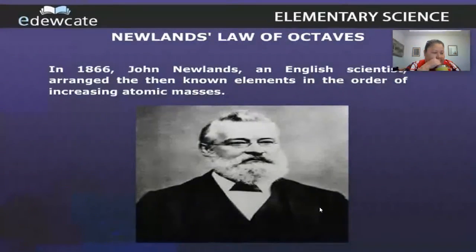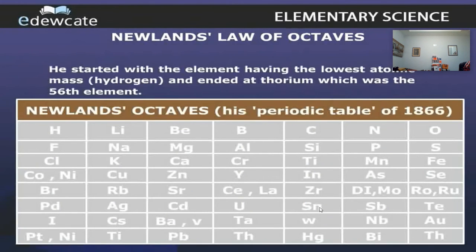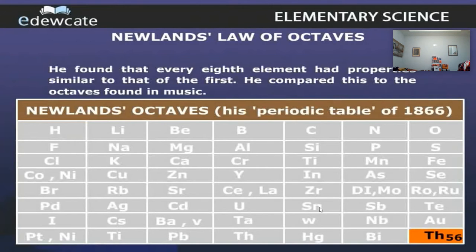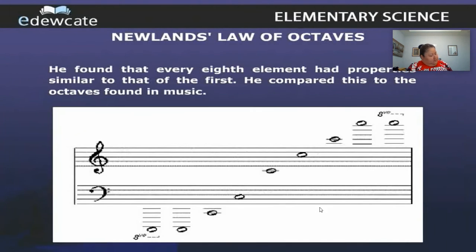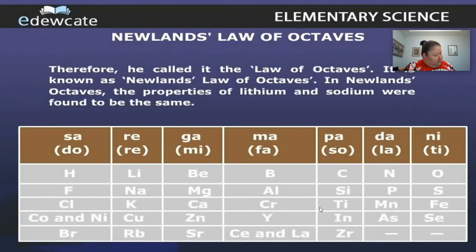In 1866, John Newland, an English scientist, arranged the then known elements in the order of increasing atomic masses. He started with the element having the lowest atomic mass, that is hydrogen, and ended at thorium, which was the 56th element. He found that every 8th element had properties similar to that of the first. He compared this to the octaves found in music. Therefore, he called it the law of octaves. Hence, it is known as Newland's law of octaves.